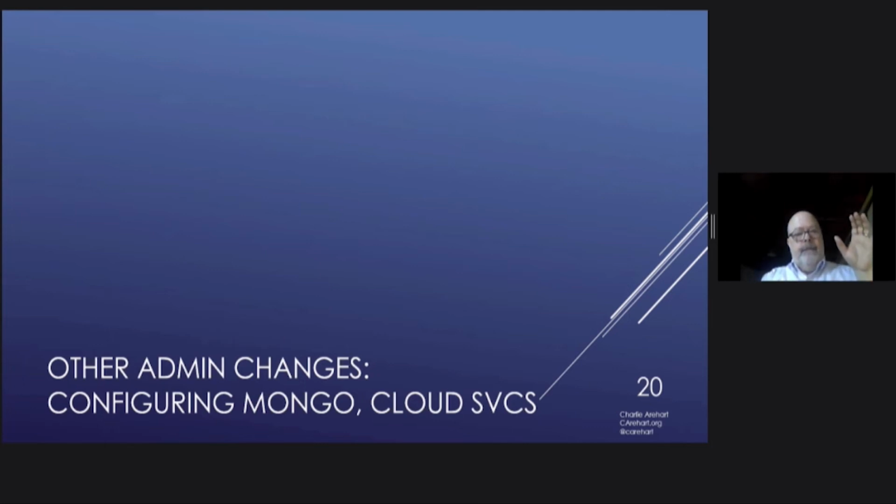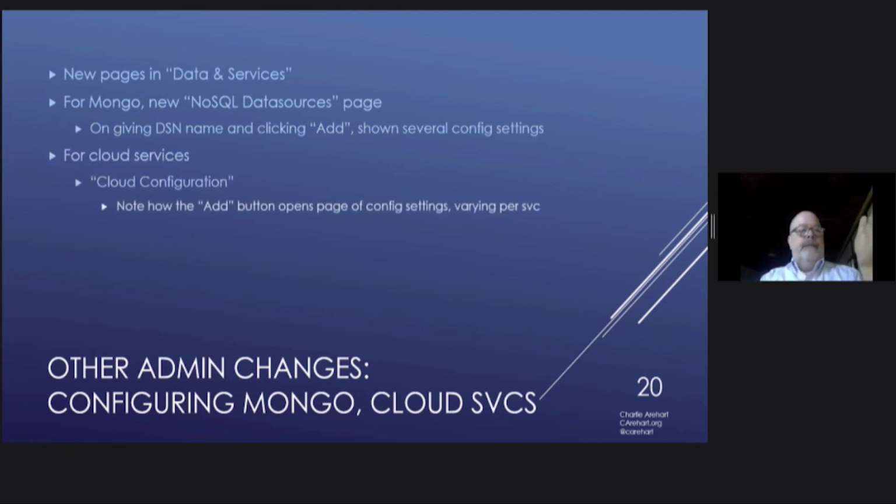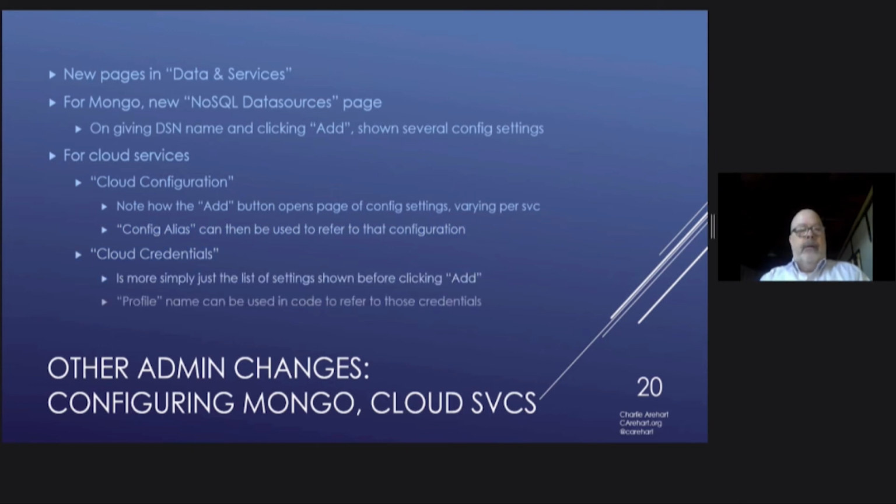Okay. Other admin changes to be aware of. I mentioned you can deal with new kinds of data sources. There's Mongo support, a lot of config settings, cloud services, cloud configuration stuff. I'm pointing out here that there's an add button, and when you click that add button, it opens up more config settings. So don't just look at the screen and go, oh, I know what it does or doesn't do. Click the add button, try to add one, you'll see the powerful stuff that's in there. And there's even the notion of a config alias that you can use later in configuration. So I'll leave you to dig into that. Again, just check all that stuff out. It's a lot more interesting than most people probably realize.